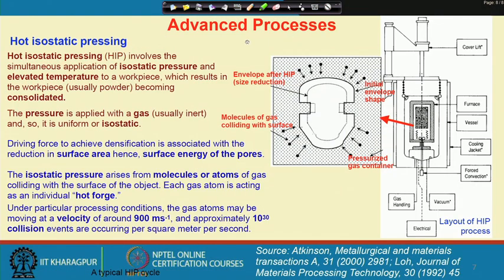Now, the second process is hot isostatic pressing. Hot isostatic pressing involves the simultaneous application of isostatic pressure and elevated temperature to a workpiece, which results in the workpiece, usually a powder, becoming consolidated. In that case the pressure is applied as a gas. So, let me explain the process with a schematic. Please have a look at the first schematic that is shown here.